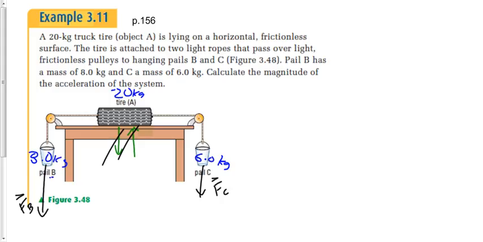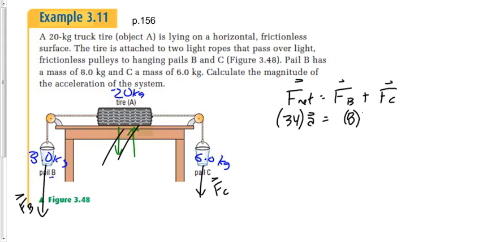So we set this up. We say F net is equal to the sum of the forces. That's going to be FB plus FC, which are both forces of gravity. F net is m times a. The mass, by the way, is the mass of the entire system, just like it was in those other problems we did with multiple objects. The mass of the system, 8 plus 20 plus 6, is 34. FB would be 8 times 9.81, right? And FC is 6 times 9.81.